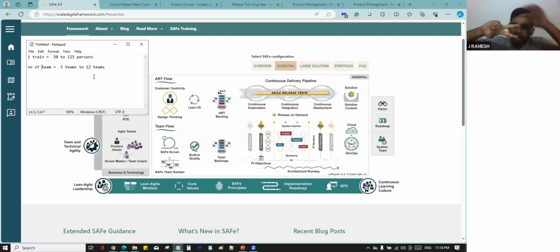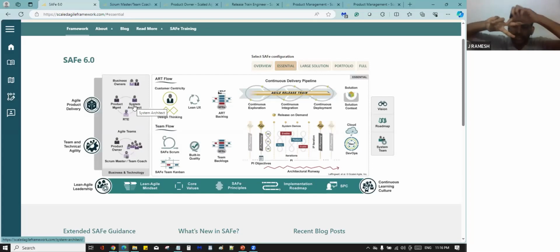The second train is coming: one team, two team, three team, four team. There is one RTE, one product manager, and one system architect, so 3 persons here. A combination of two trains is a large solution. I keep going, but I'm not changing your mindset now. If you have more than one train, more than one RTE, then we call it a large solution.